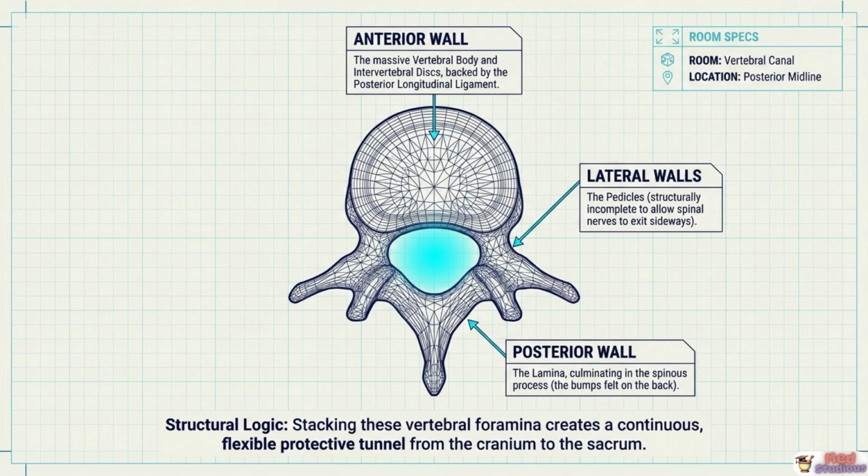The posterior wall consists of the lamina, culminating in the spinous process, which are the hard bumps you can feel on your back. The structural logic here is brilliant. Stacking these vertebral foramina creates a continuous, flexible protective tunnel from the cranium to the sacrum.